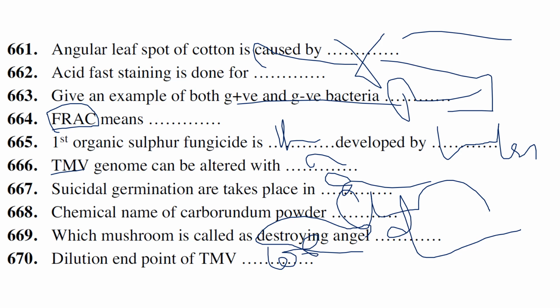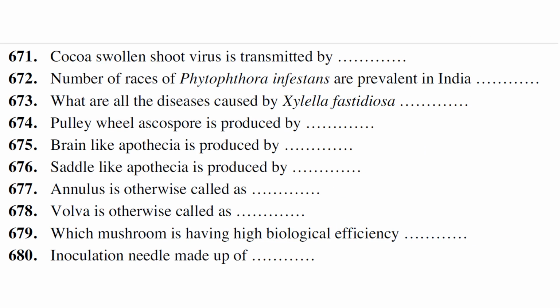Which mushroom is called a destroying angel? I already told you, it's important: Amanita verna. Okay. Coconut foliar decay virus, banana streak virus, all are transmitted by mealybug, Pseudococcus njalensis.